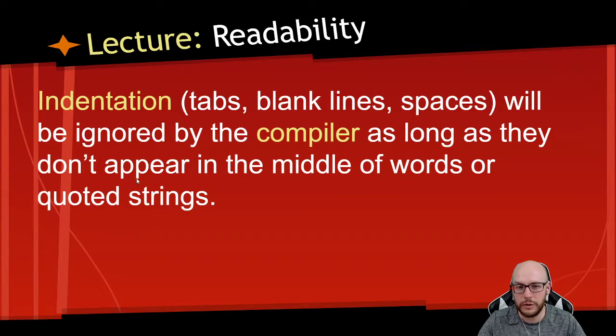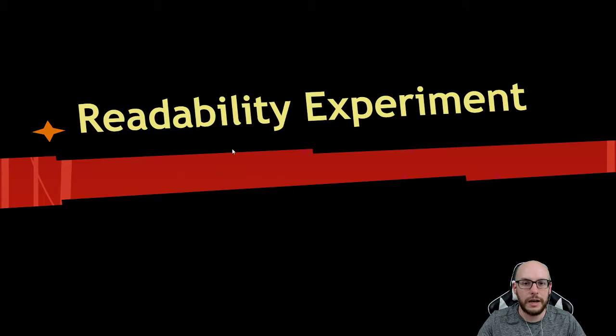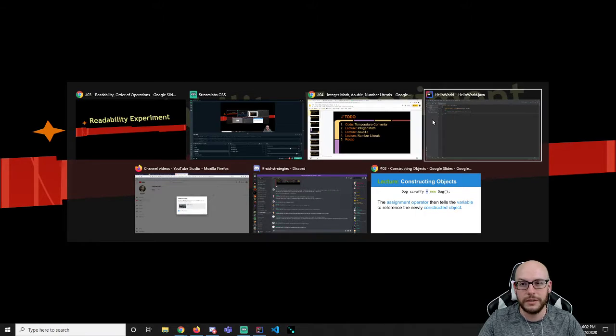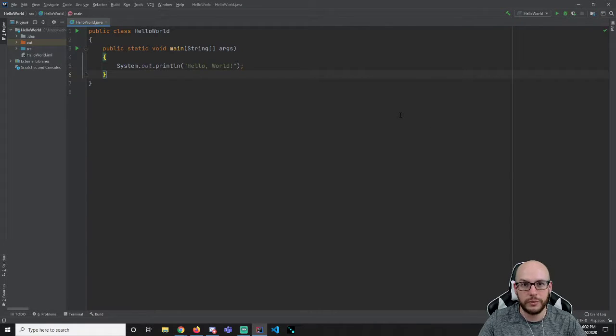We've seen a little bit of this. So I'm going to basically demonstrate this with a readability experiment. Keep in mind this phrasing here: the compiler or computer will ignore tabs, blank lines, and spaces as long as they don't appear in the middle of words or quoted strings. The way we're going to do our readability experiment is I have Hello World pulled up, and I actually think this is kind of fun. We just go through and add indentation, subtract indentation, and see what we can get away with.